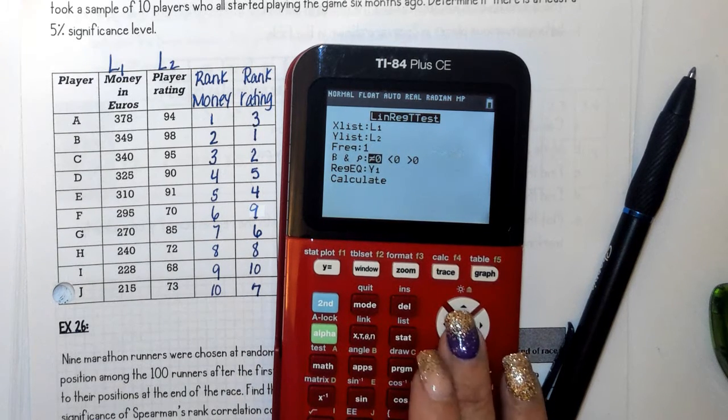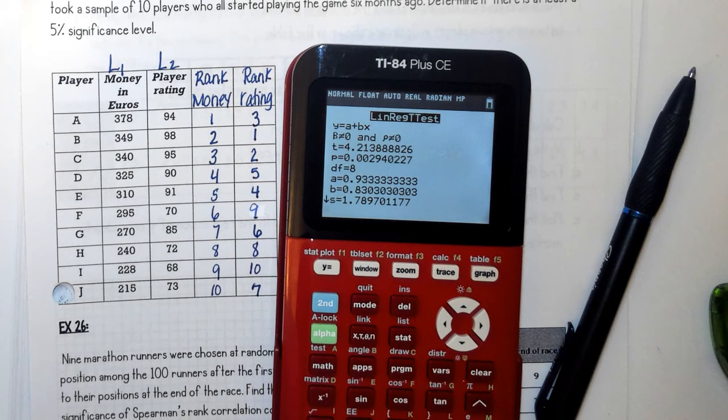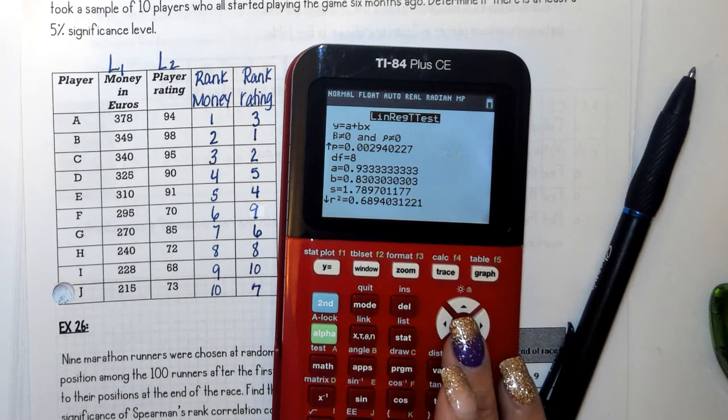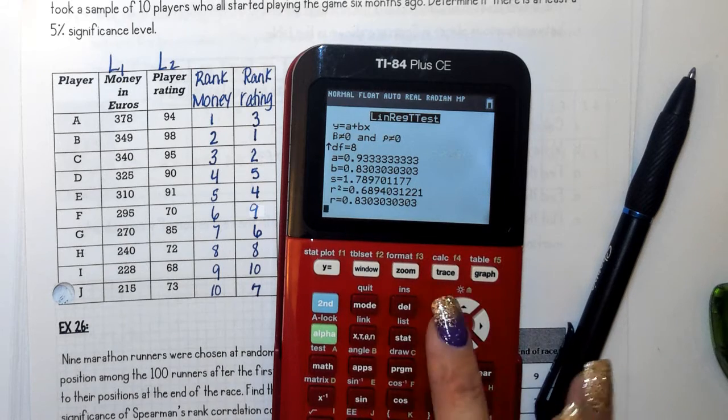I sometimes do the not equal to 0. I'm trying to think which one I did on this one. I believe I did the not equal to 0, because I think you actually get the same answer.